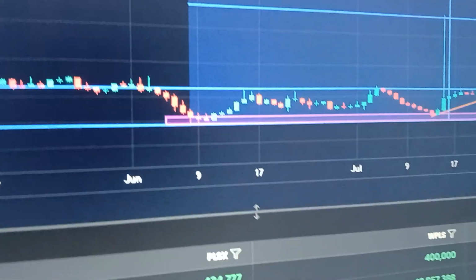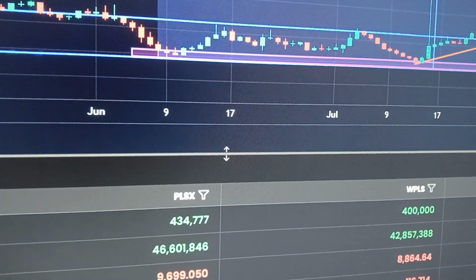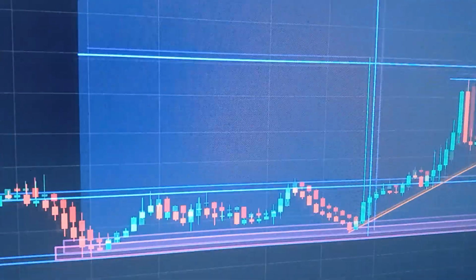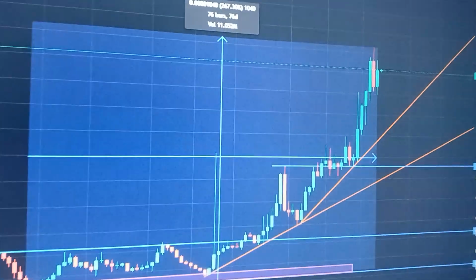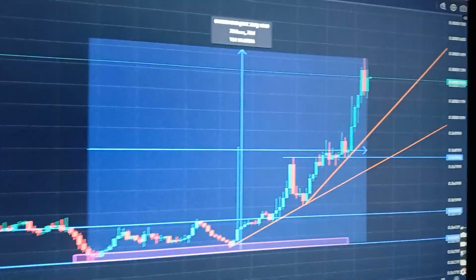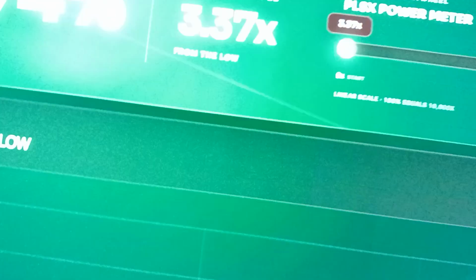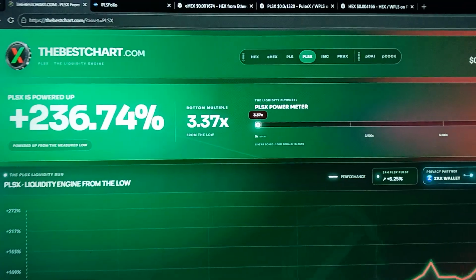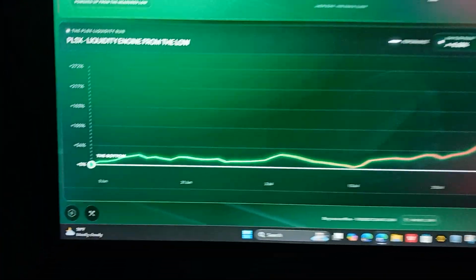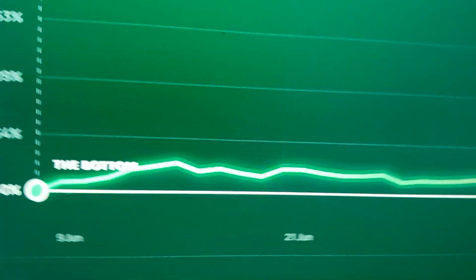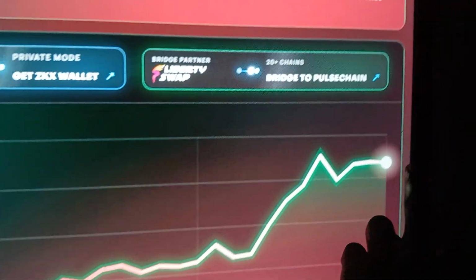And back to this is the PulseX chart on the daily time frame. Actually, PulseX has been going up from this bottom around June, and now price has been moving up. Yeah, up to this point.